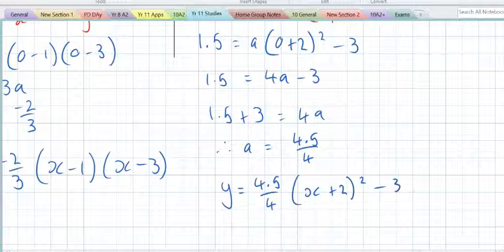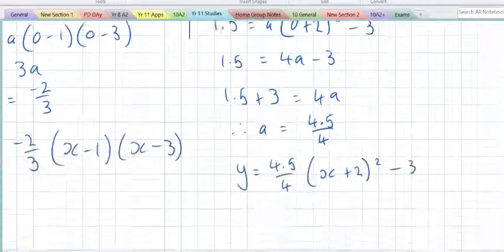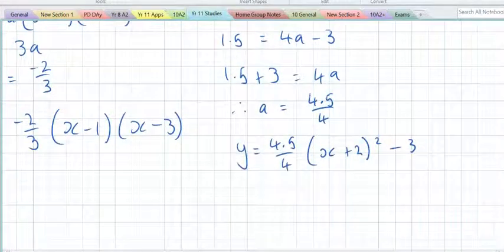And once again, if we were asked for an answer in general form, we would expand and simplify. Now we can check this on our calculator by typing that into our calculator and finding the turning point, so finding the minimum. And the minimum will come out as -2, -3, or we can check by typing in there and finding the y-axis intercept. Yeah. So use technology to check these.